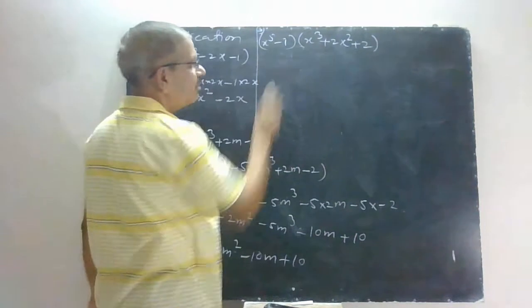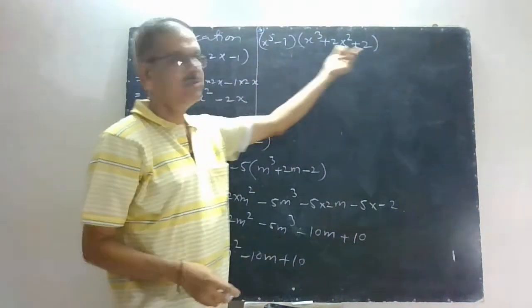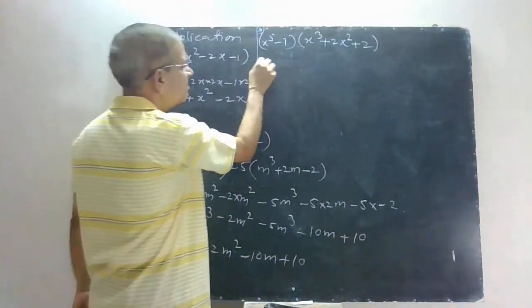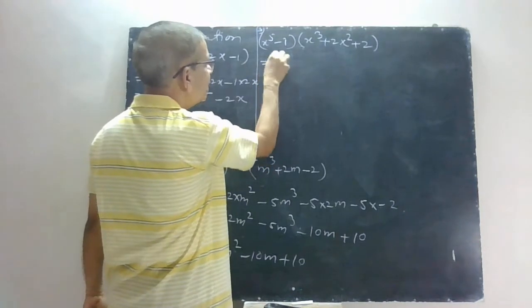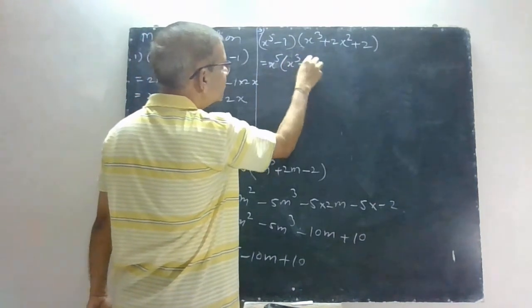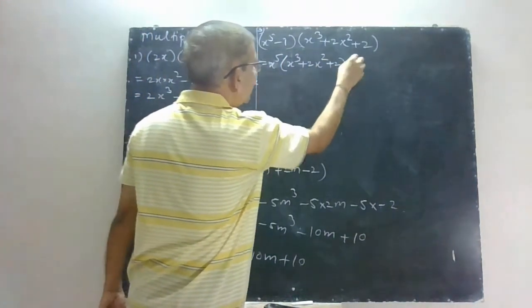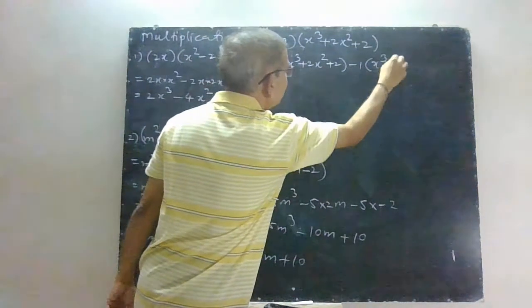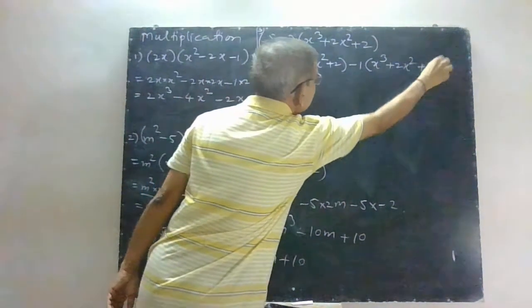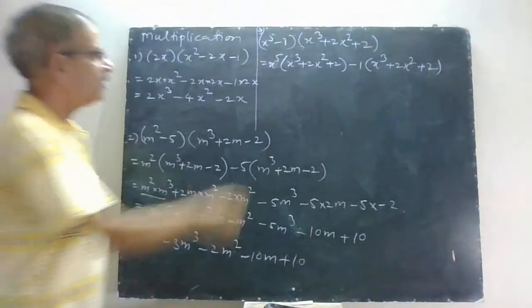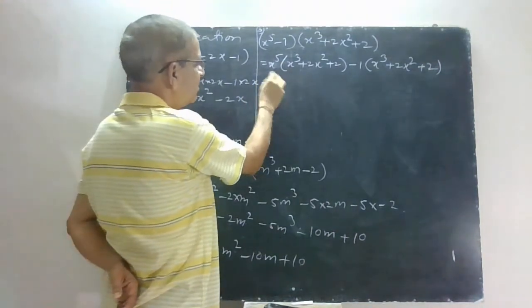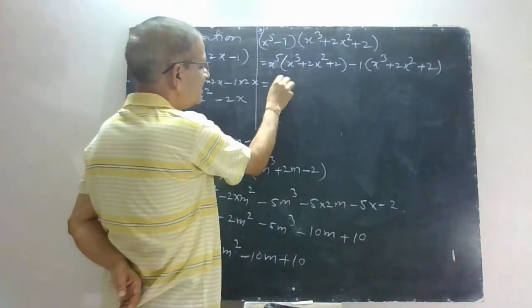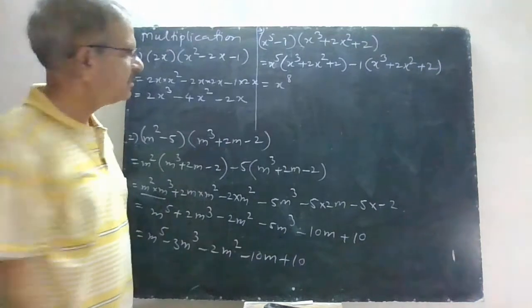Now we have taken one more example. Here also it is a binomial into a trinomial. First multiply by x raised to 5 to the bracket x cube plus 2x square plus 2, and then by minus 1 to x cube plus 2x square plus 2. Now first multiply by x raised to 5. x raised to 5 into x raised to 3, that is x raised to 8. I am doing the step directly.